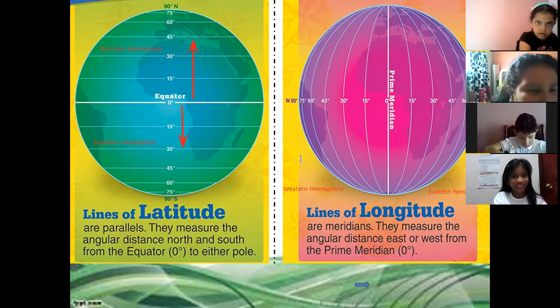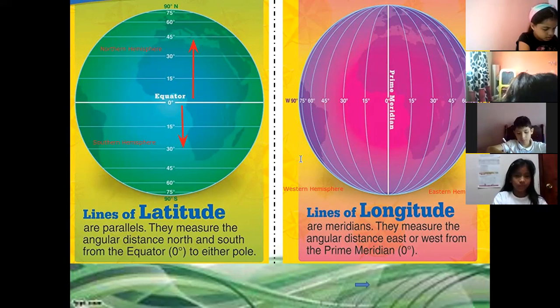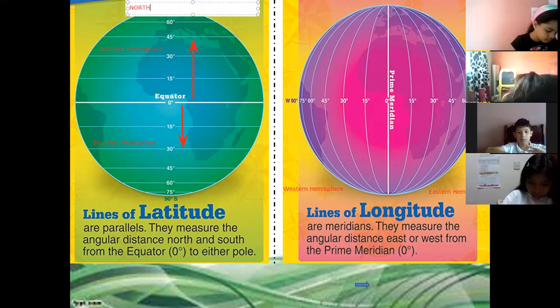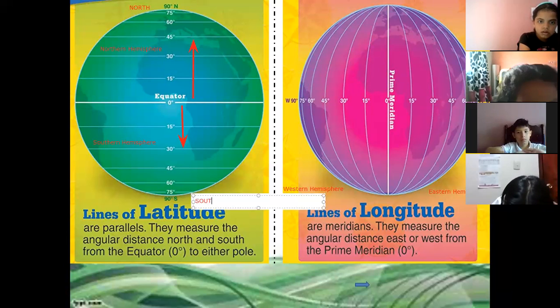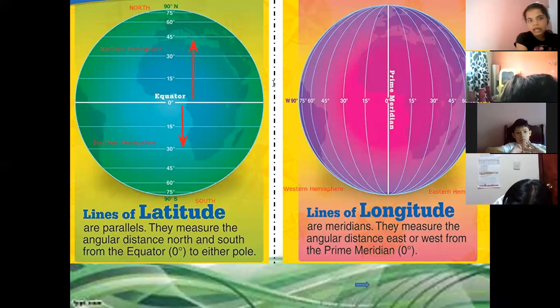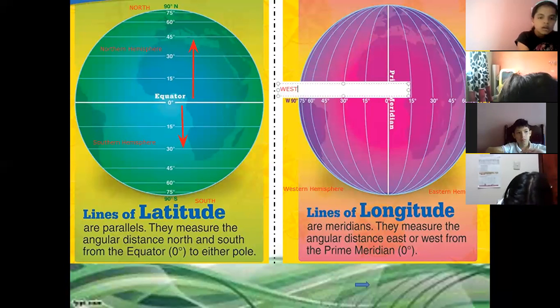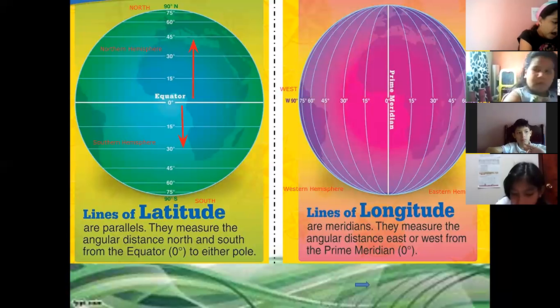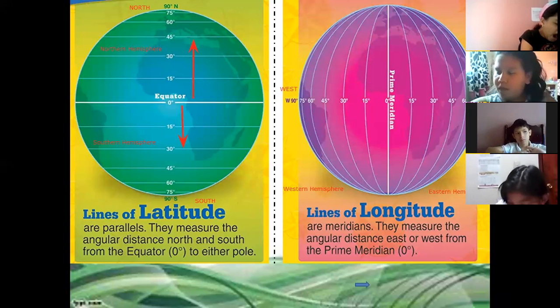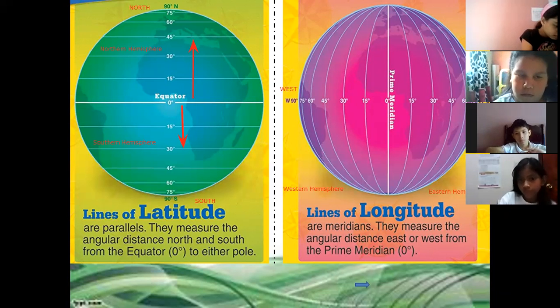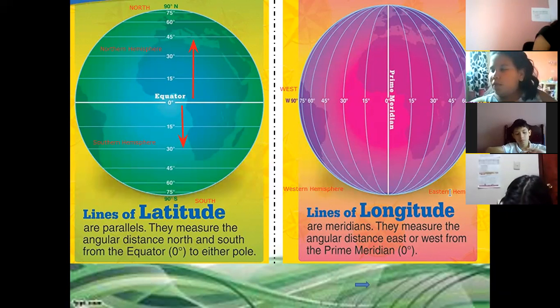Remember that the compass rose shows the cardinal directions and the intermediate ones. In this case, we have the cardinal directions: north here, south, here we have west and east. So according to these cardinal directions, we get the names of the hemispheres. This is east, so the hemisphere is eastern.